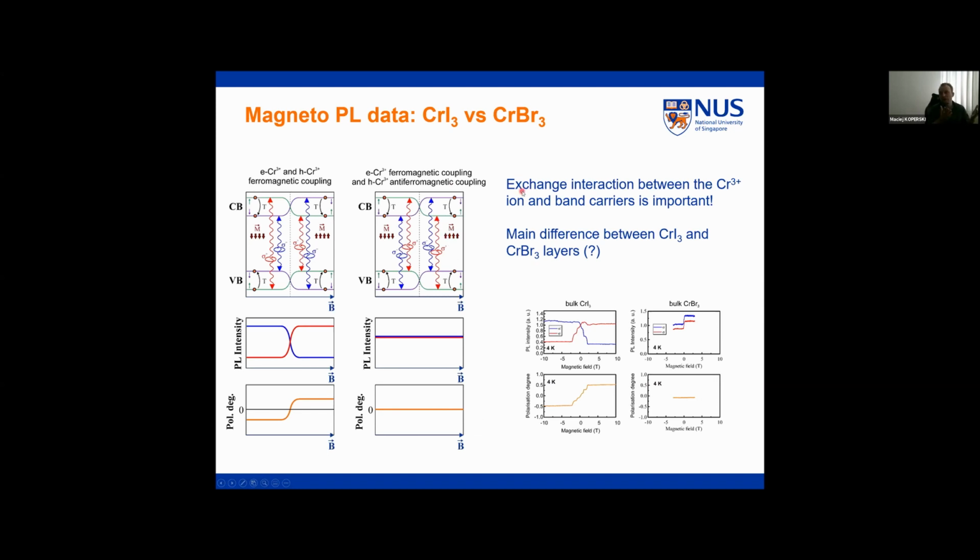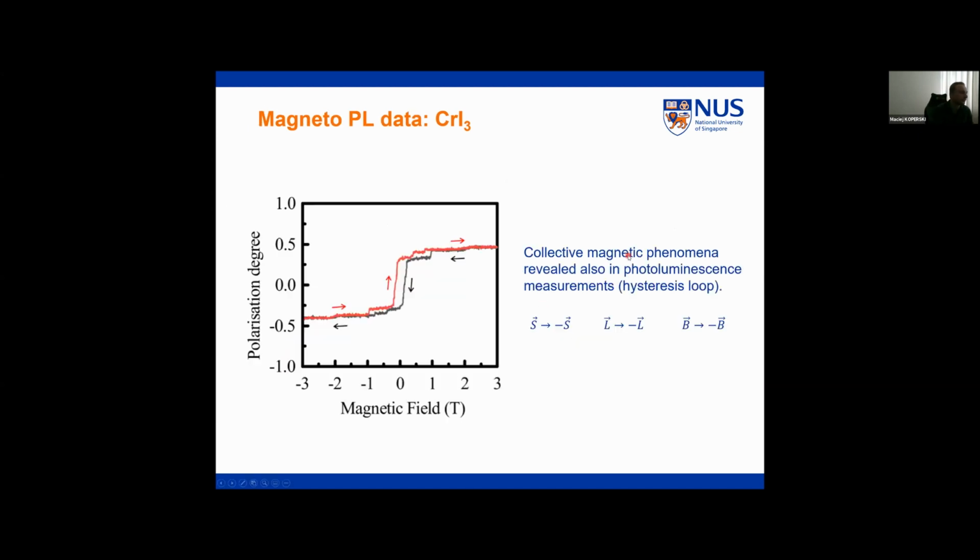So the main point of this is that even though structurally and from the point of view of electronic structure these materials are similar, there might still be significant differences between them because there are more parameters involved, such as coupling of the band carriers with the magnetic moment. And also by doing photoluminescence, you can see correlated behavior, for instance, by observing such a hysteretic evolution when you sweep the magnetic field in both directions.